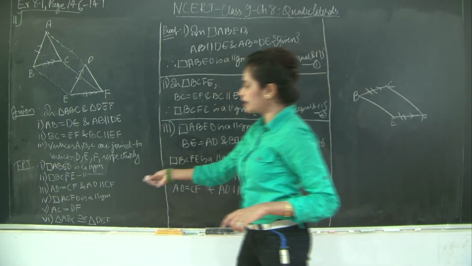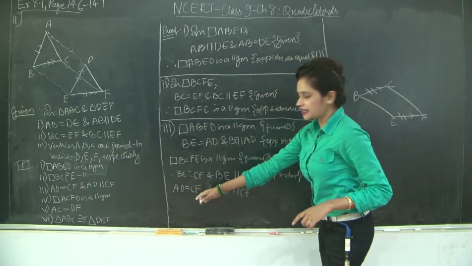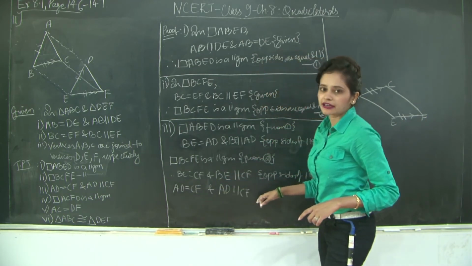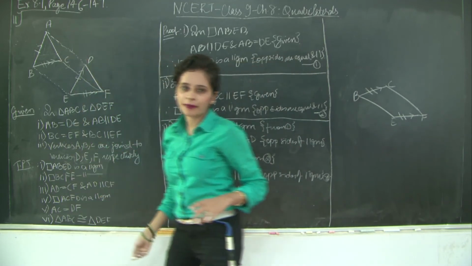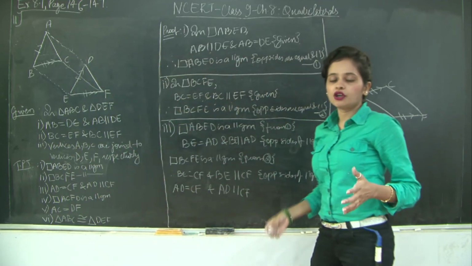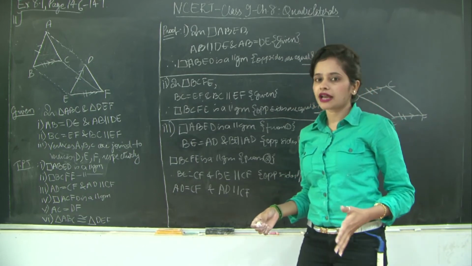Now, we need to prove that quadrilateral ACFD is a parallelogram. We have simply proved that AD is equal to CF and AD is parallel to CF. Therefore, this quadrilateral out here is going to be a parallelogram, because we have learned that if the opposite sides of a quadrilateral are equal as well as parallel, then the given quadrilateral is a parallelogram.